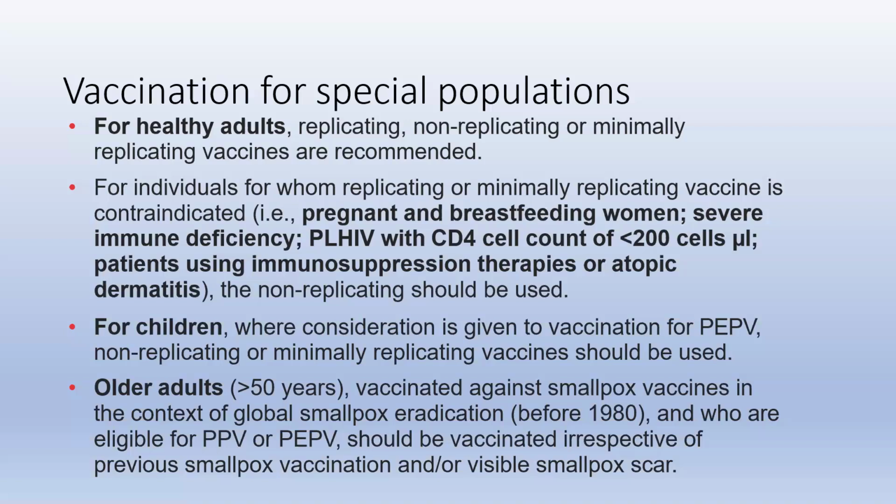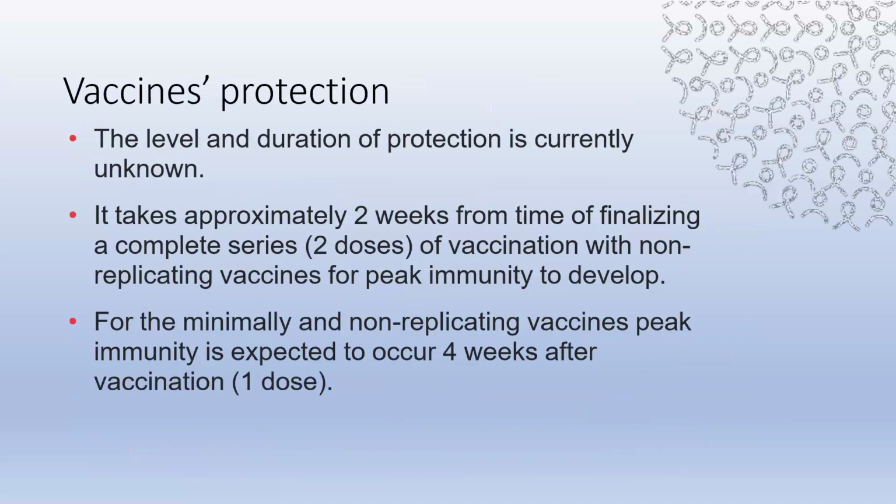Adults who are older than 50 years old, basically I'm thinking about those who were vaccinated against smallpox, that is before 1980, and who are eligible for either preventive or post-exposure vaccination, they should be vaccinated irrespective of previous smallpox vaccination, or even if they have this visible smallpox scar. So if they are eligible, they should receive the vaccine.